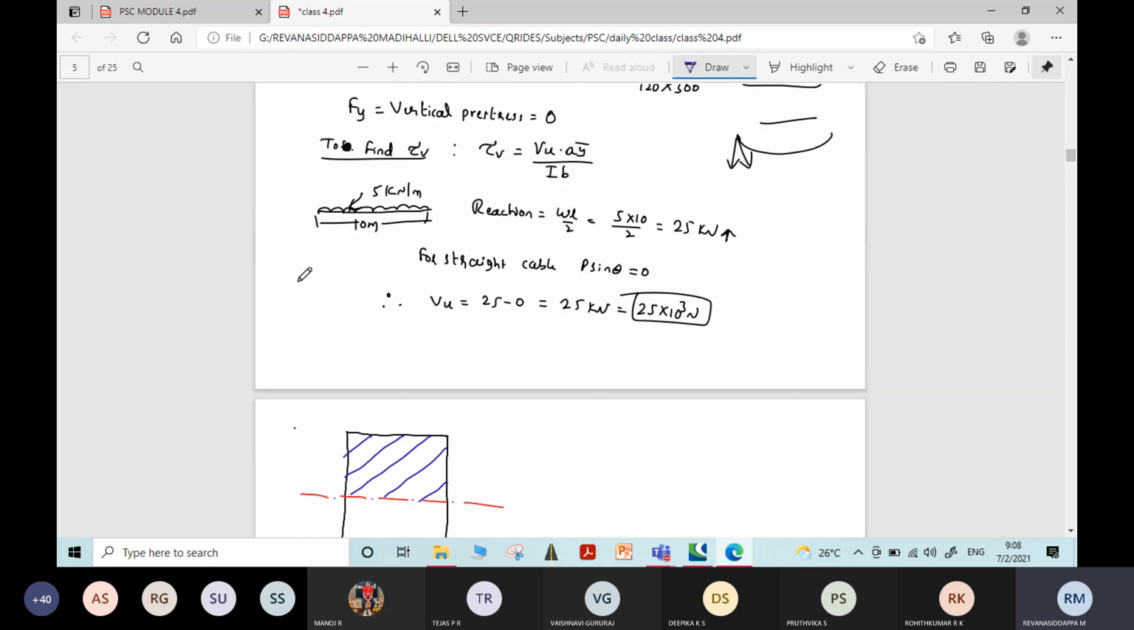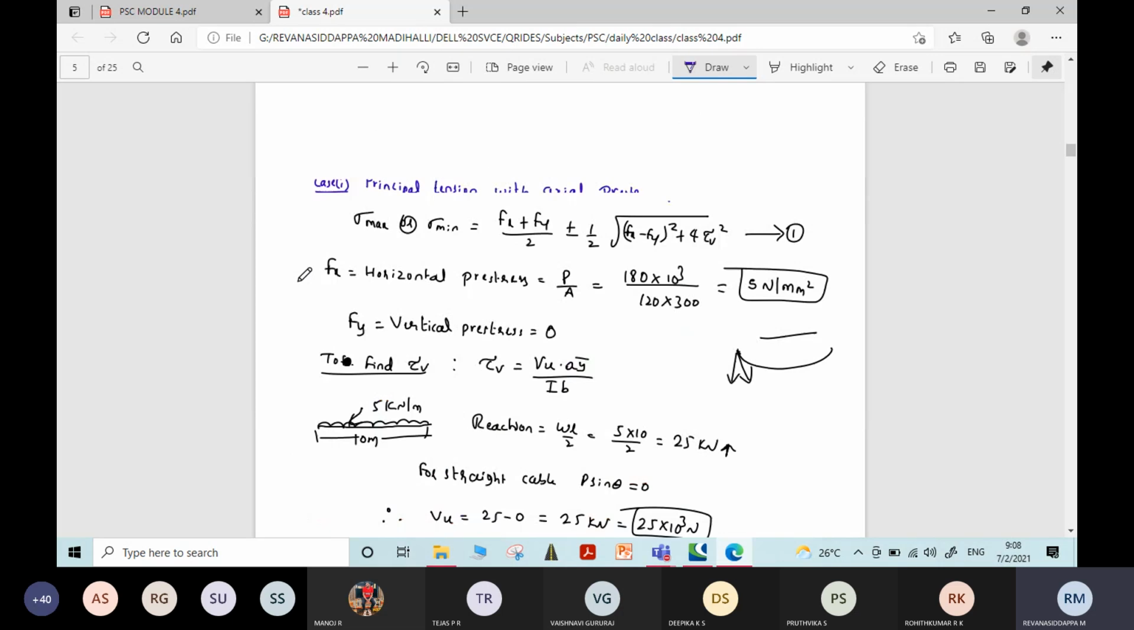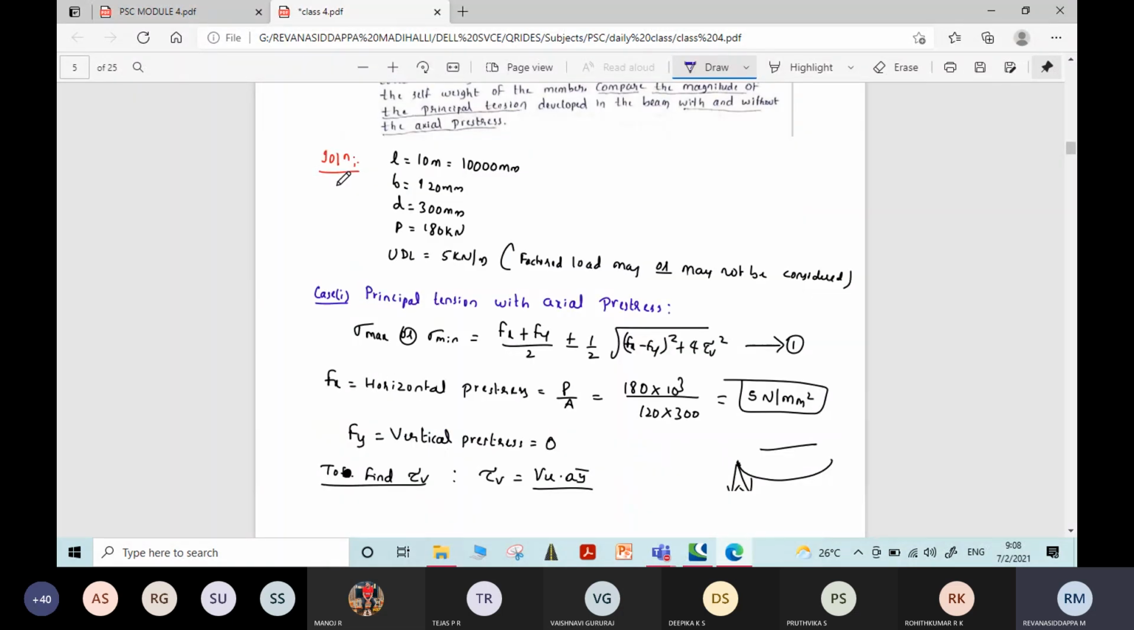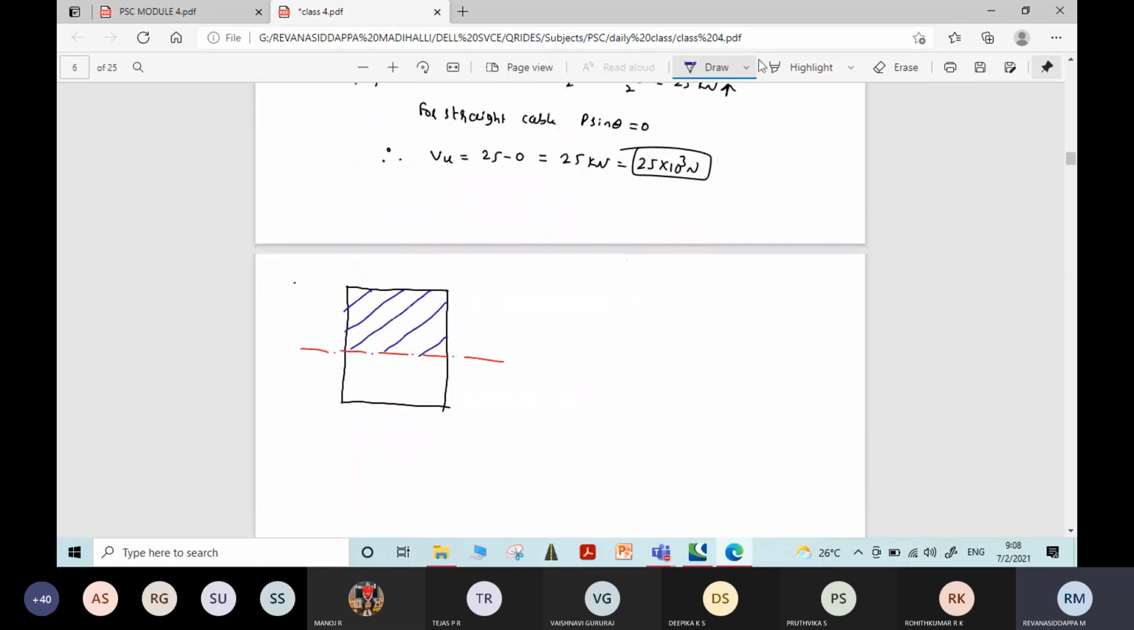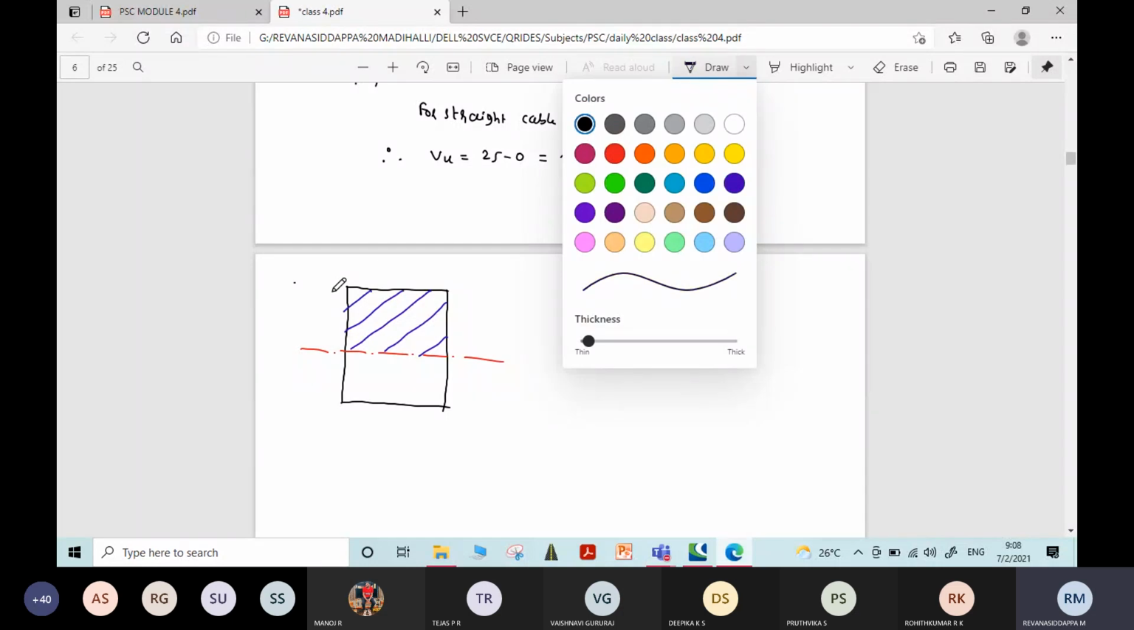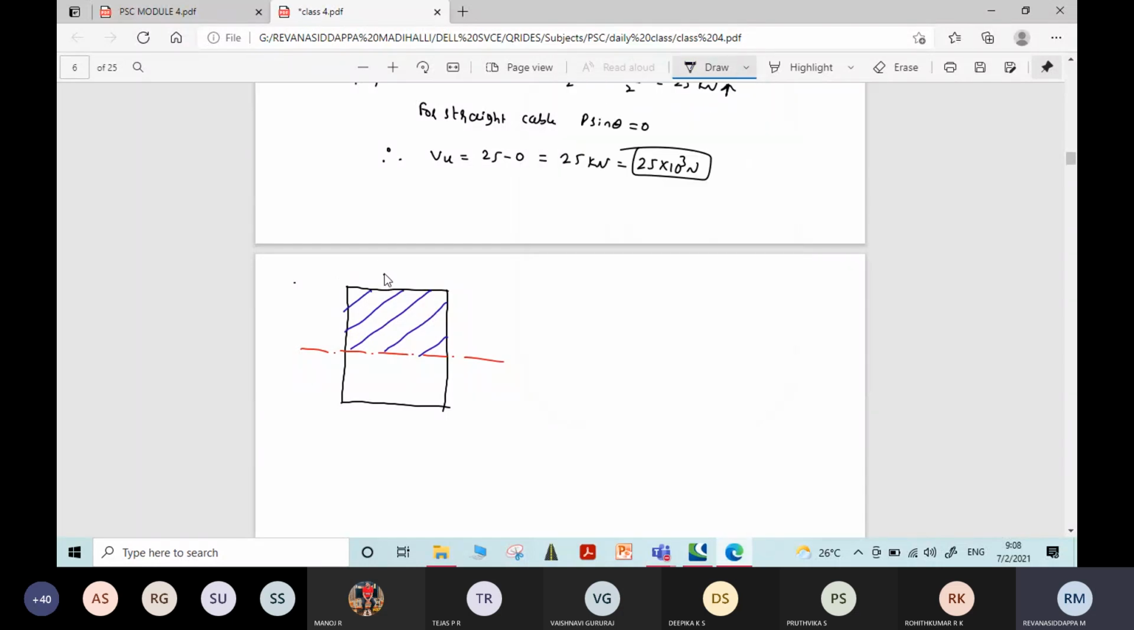So width of the beam is given and depth of the beam is given. Width and depth are how much? 120 by 300. 120 by 300 is the dimensions. Then you find Ay bar now.